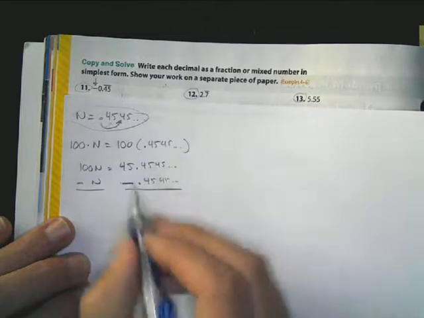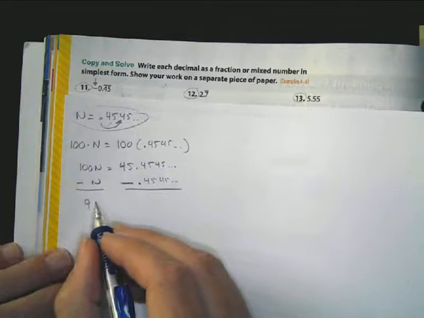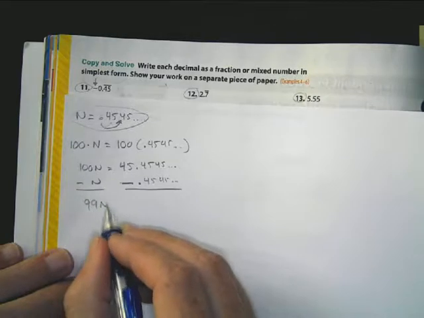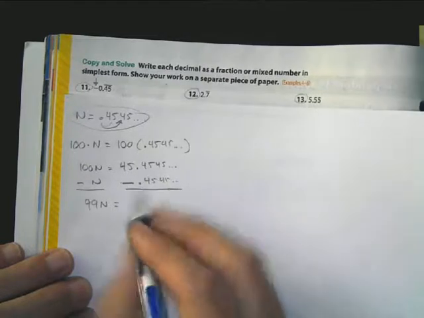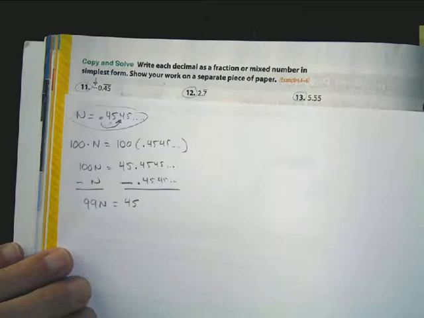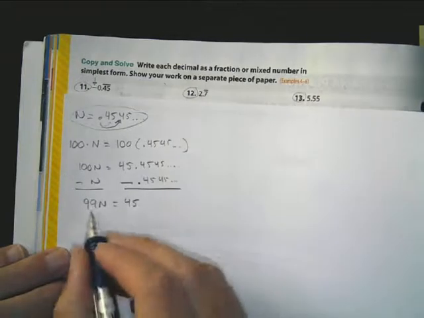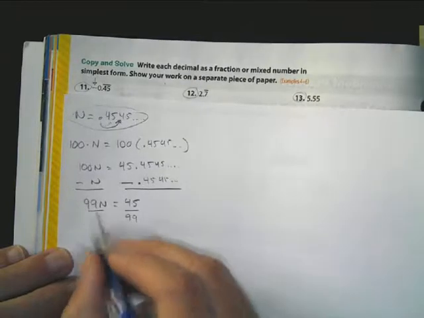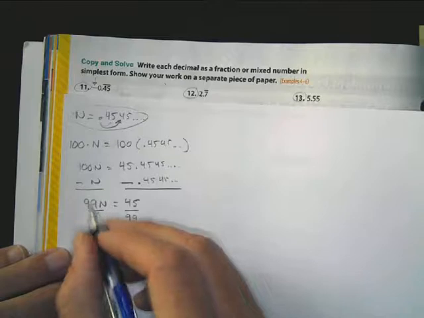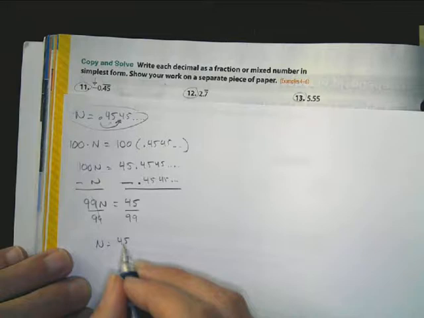So I have 2 subtraction problems going on. 100n minus n is equal to 99n, and over here 45 point repeating minus repeating leaves me with simply 45. As a result of that, when I look at those things there, I go, well, that's not too bad. Let's divide both sides by 99 to get the n by itself. Right, that makes that go away. So 99 over 99 is 1. So now I have n equal to 45 over 99.